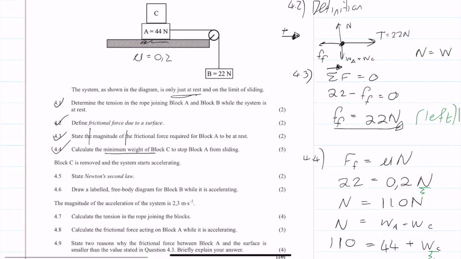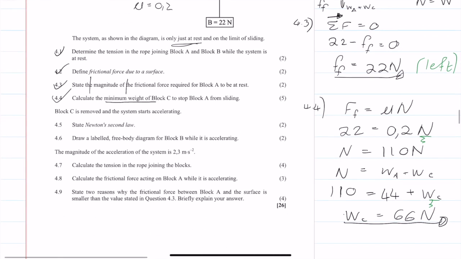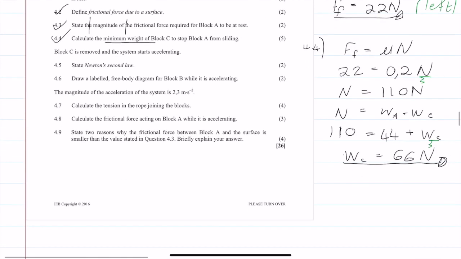Okay, so we remove block C. Cool stuff. State Newton's second law. Okay, so 4.5 is a definition, and it's a nice long one.